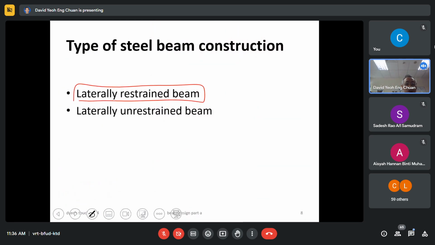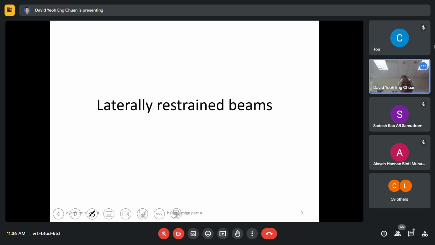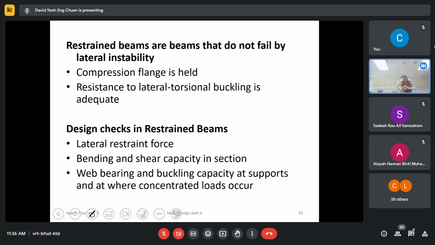Laterally restrained beam. That's what we want to cover today. So in laterally restrained beam, how do we define it? Restrained beams are beams that do not fail by lateral instability. The word lateral refers to horizontal. Okay, horizontal, it goes out.